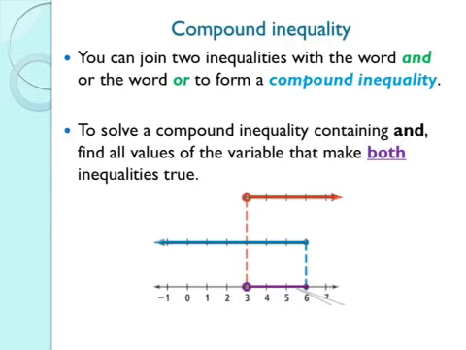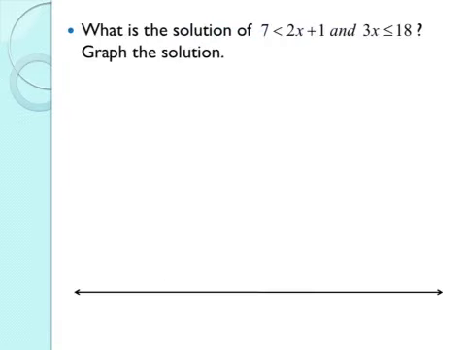Now you can join two different inequalities with the word and or or to have a compound inequality. Now to solve a compound inequality containing and, we have to find all the values of our variable that make both inequalities true. So that's the biggest thing here: both inequalities must be true for those specific values of that variable. So now I'm going to solve this compound inequality. It is an and compound inequality. So I'm actually just going to solve these separately but keep the and in between them.